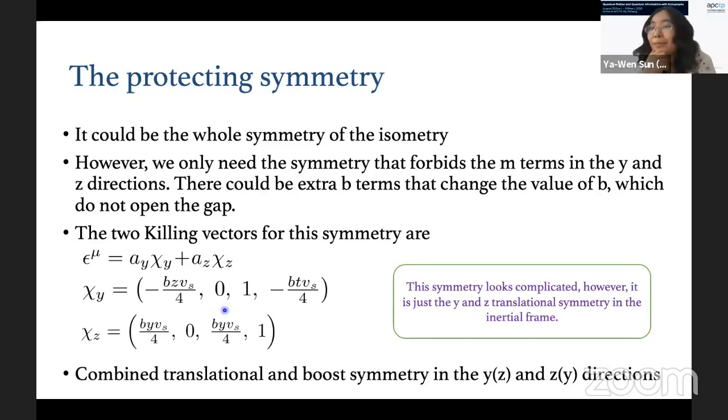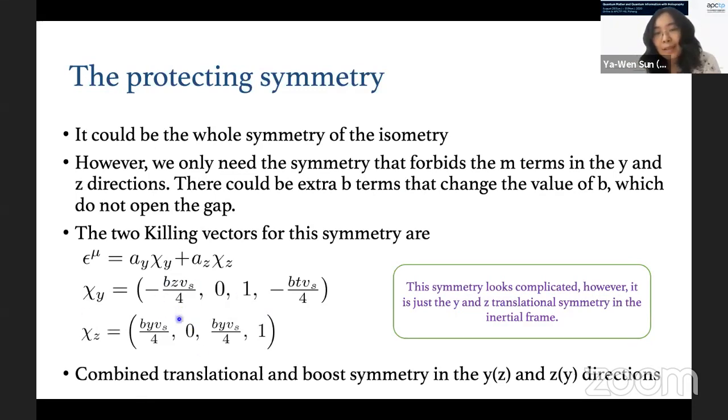So this means that for the system, when we observe from the inertial frame, if the system has a translational symmetry in Y and Z directions, then observed by this accelerating observer, he will observe a symmetry that forbids this mass term in the Y and Z directions. So this is the symmetry that we need.